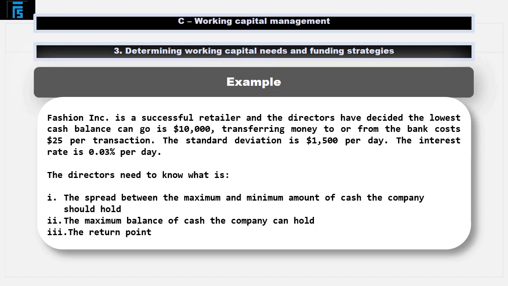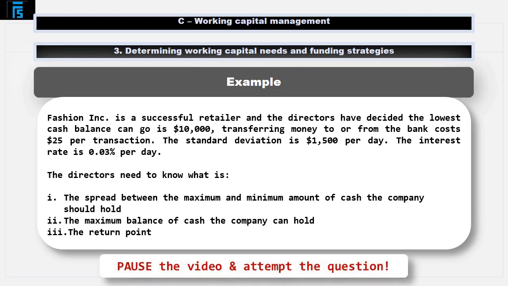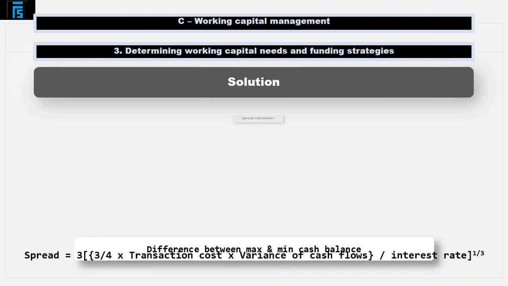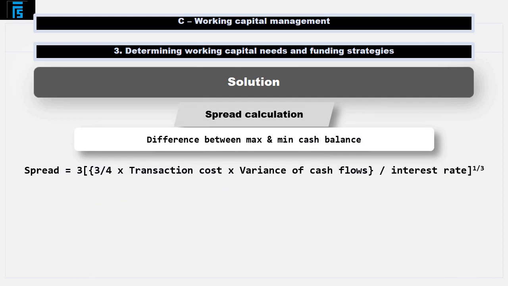Did you attempt the question? It's your last chance to pause the video. Remember, we learn by doing. Okay, so we need the spread, the maximum and minimum cash the company can hold. Let's work through them as we see them. The spread equals, and then we've got the formula. So the transaction cost is $25. Variance is the standard deviation squared. The standard deviation is $1,500. It is squared, and that's $2.25 million. The interest rate is 0.03%.